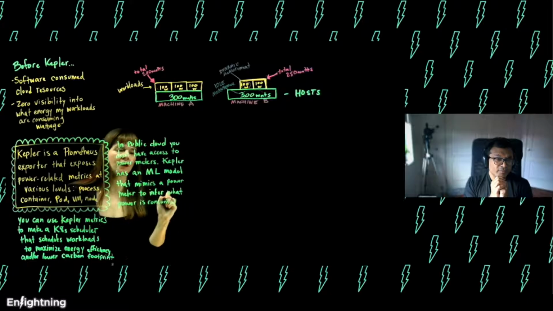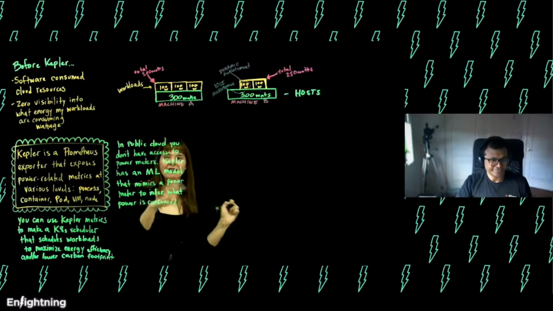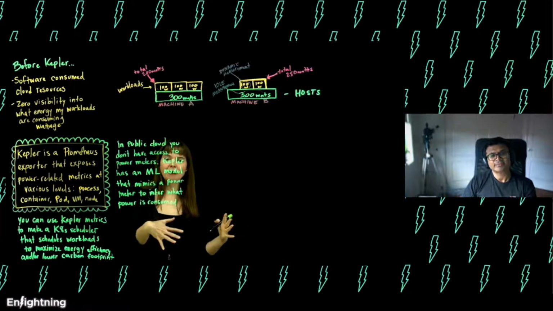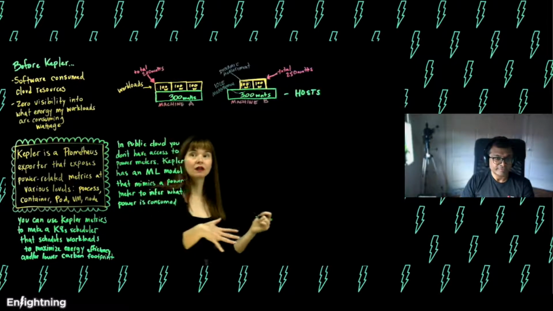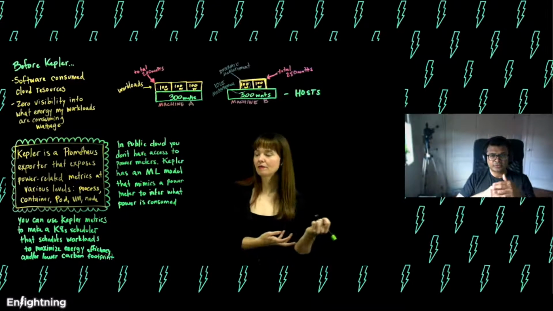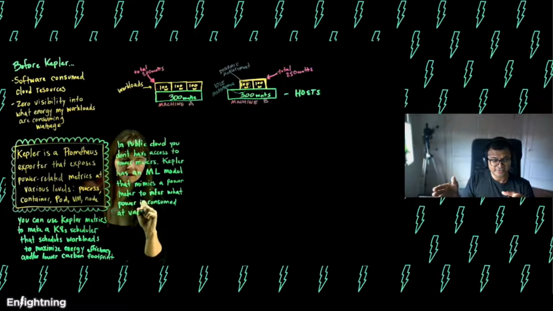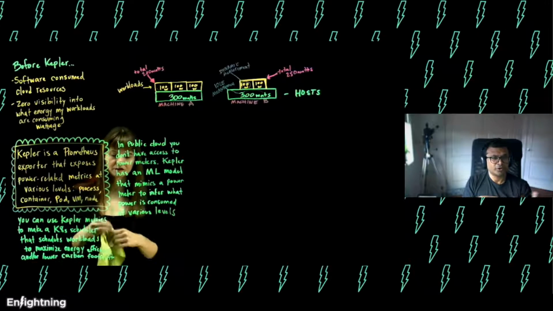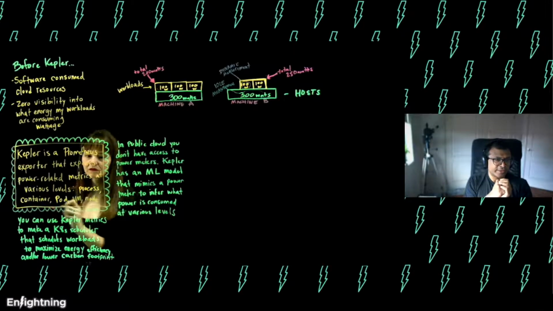Interesting. So in public cloud, you don't have access to power meters. So Kepler has an ML model that mimics a power meter, so you can infer what power is consumed by a core, by your workload. So again, at various levels. If it's a virtual machine, which is a worker node of your Kubernetes cluster, then all these levels apply. So you have container, pod, VM, and node that apply to one node in Kubernetes.